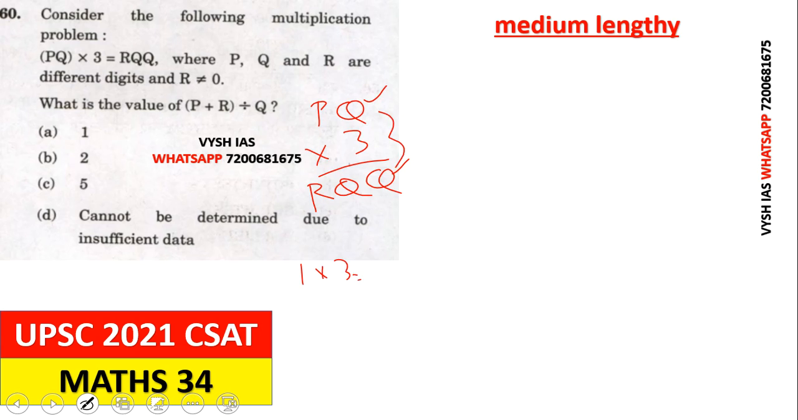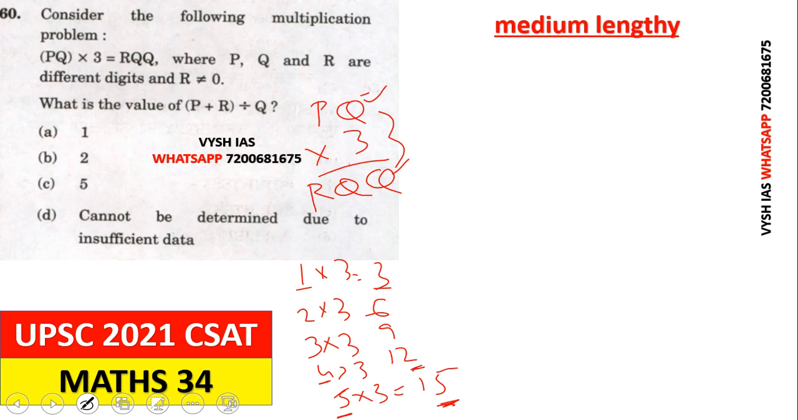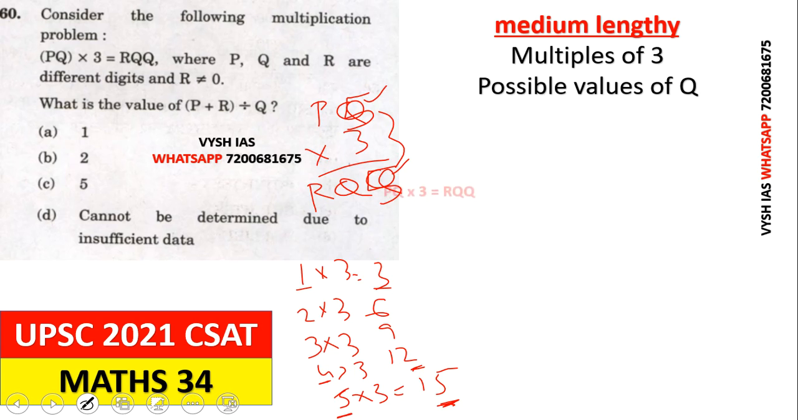1 into 3, 3. 2 into 3, 6. 3 into 3, it's all coming different. Here 1, here 3. 3 into 3, 9. 4 into 3, here 2, here 4. But 5 into 3 when you do, you get 15. Here also 5, here also 5. So 5 is that number which satisfies when you put it for Q. So you got the value of Q just by writing this down.